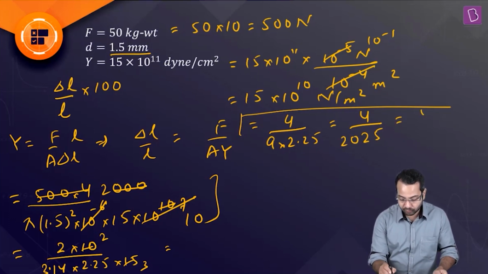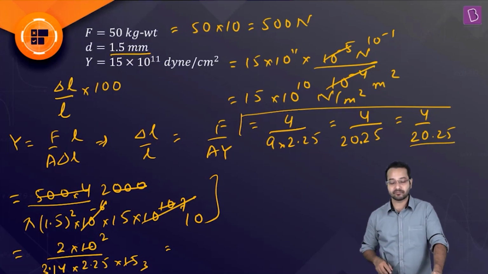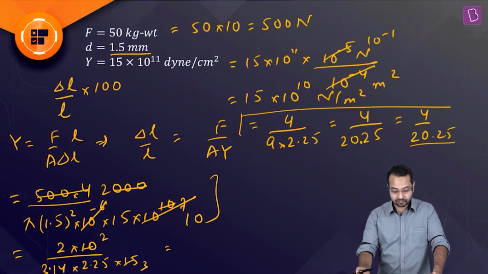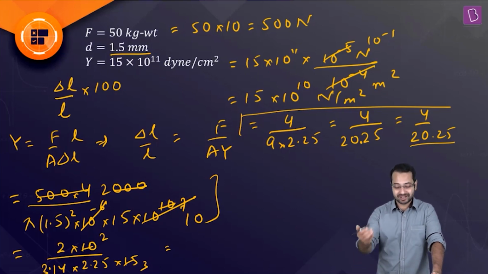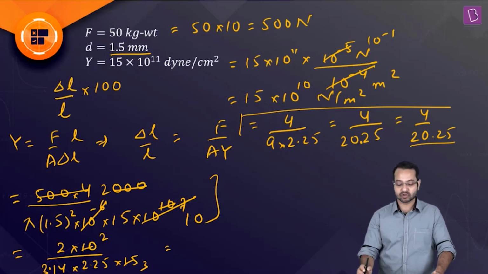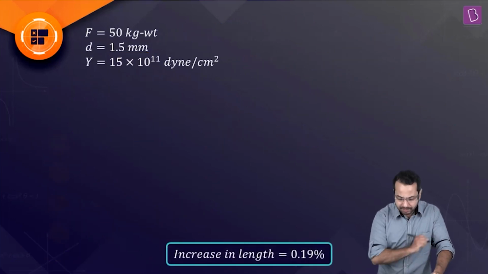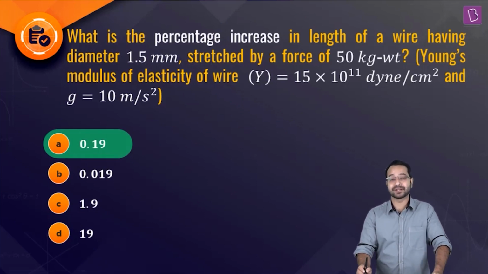Okay, so 4 upon 20.25. Now if this would have been 20, then my answer would have been 0.02%, but this is 20.25, which means it will be slightly less than that. So approximately the answer will come out to be 0.19%. Is that correct? A little bit of calculation, but we can handle that. Okay, so the correct option in this case is going to be option 1, 0.19%.